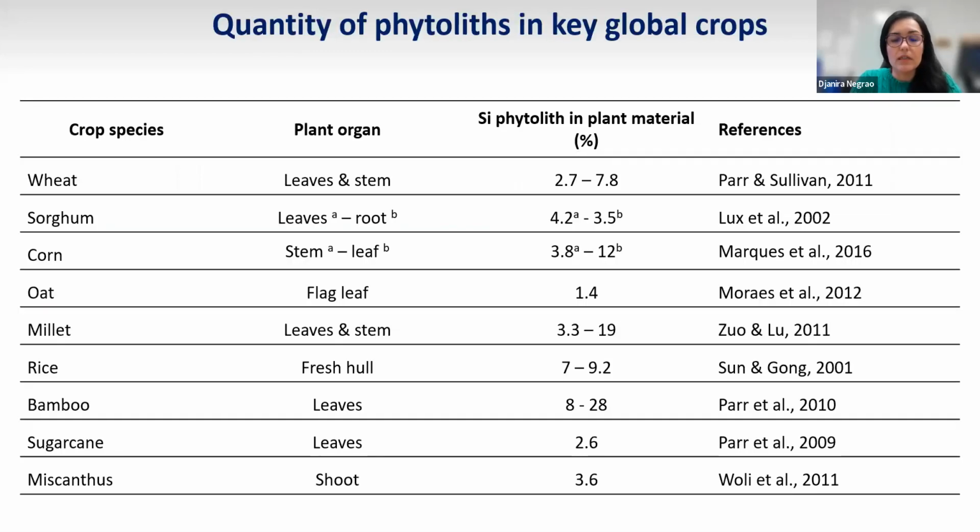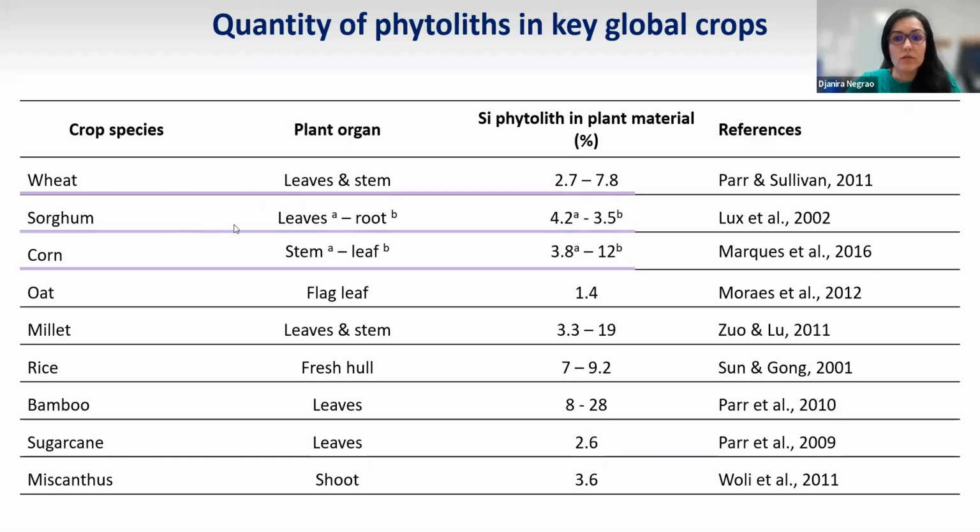And the quantity of phytoliths also, as I said, changes according to the plant organ and plant species. For example, in this table, there are many examples, and I want to highlight wheat here. We can find it in leaves and stem in concentrations that vary between almost 3% to almost 8%. This is a study from wheat varieties in Europe, but I found some data here in the US. It's more or less about 5% of silicon.